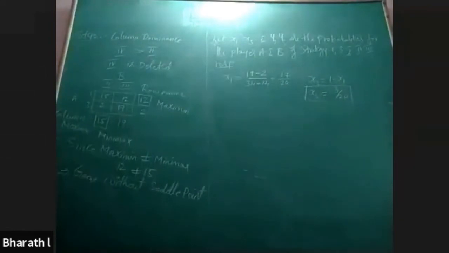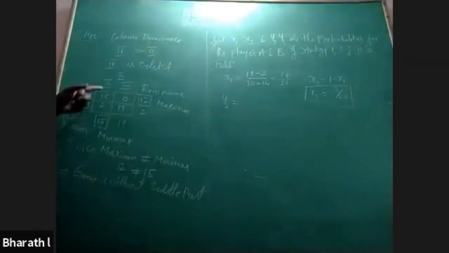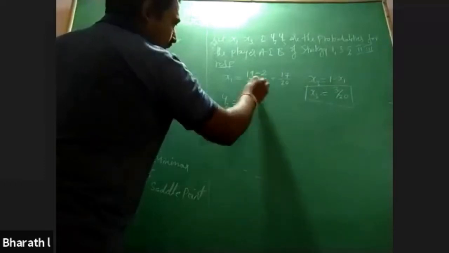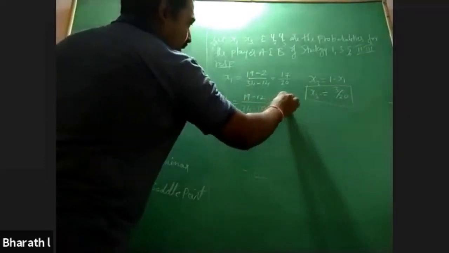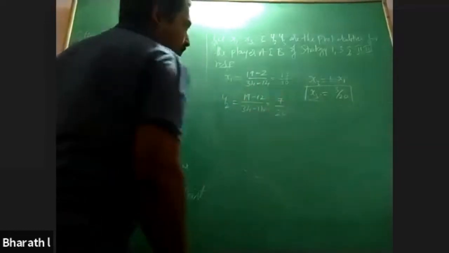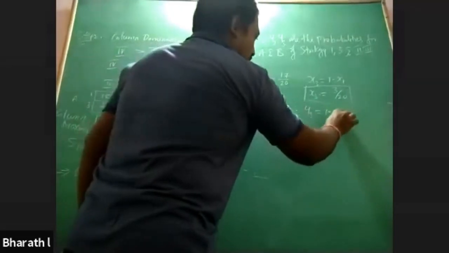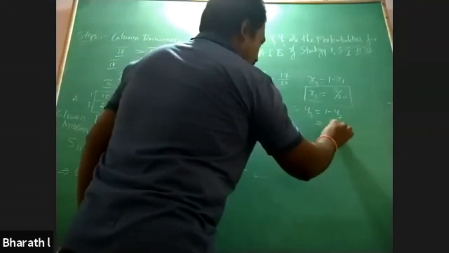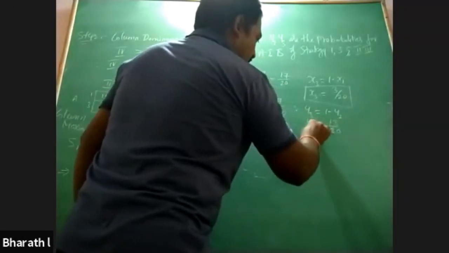Similarly, if you find the value for y2, since you are finding with respect to y2, if you close, you will get 19 minus 12, the denominator will be 34 minus 14, that is 7 divided by 20. Therefore, y3 is nothing but 1 minus y2. You will get 13 by 20. This is the y3 value.